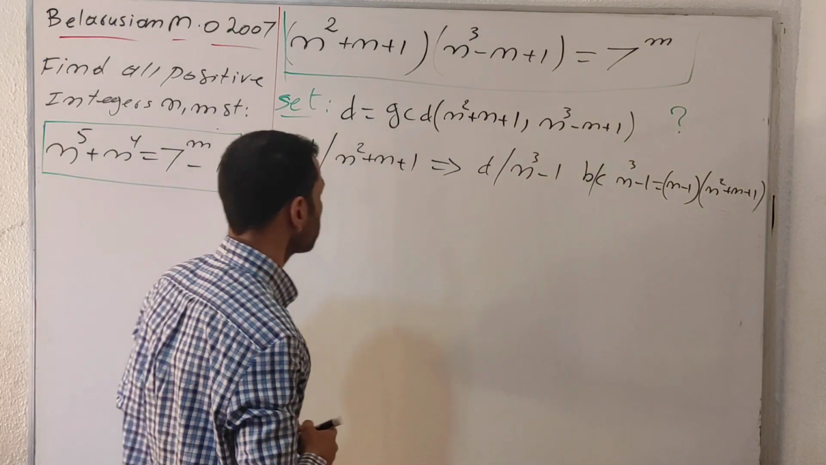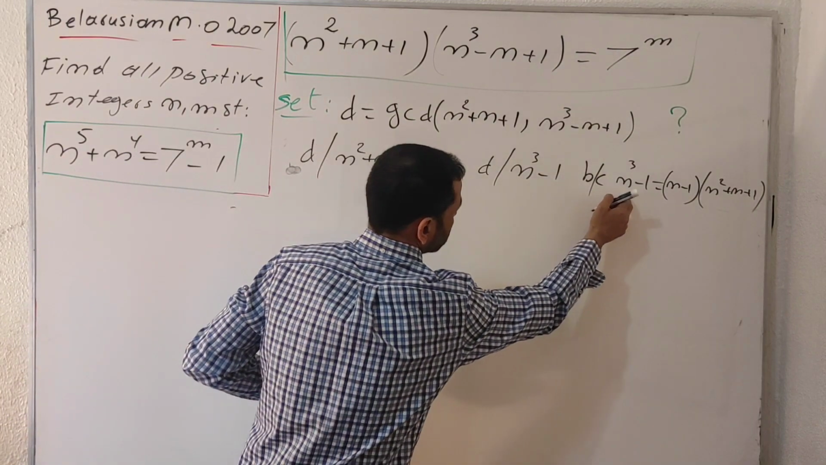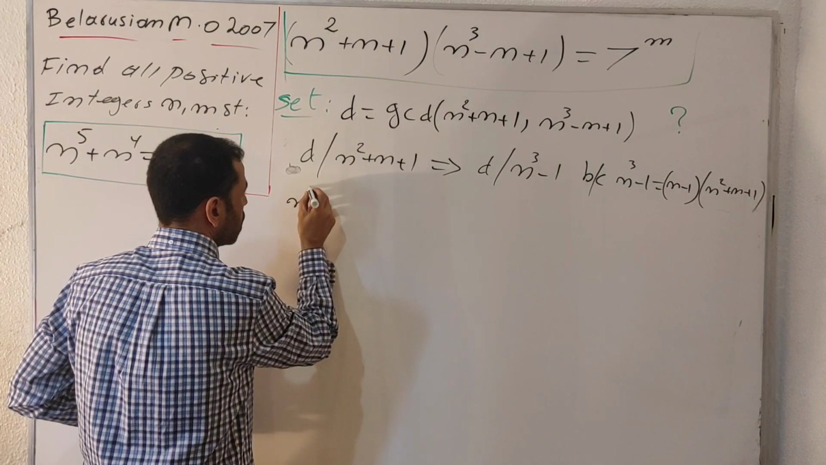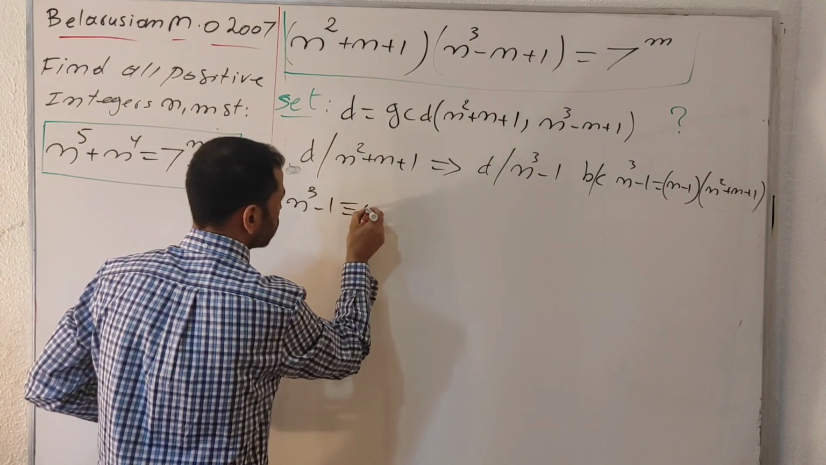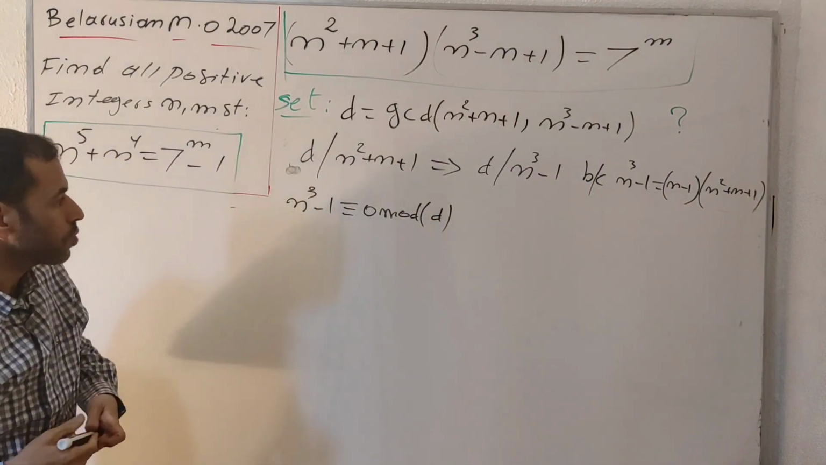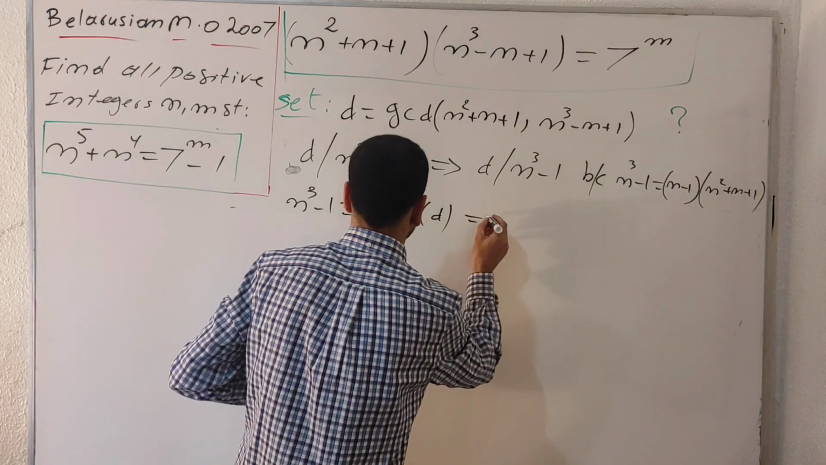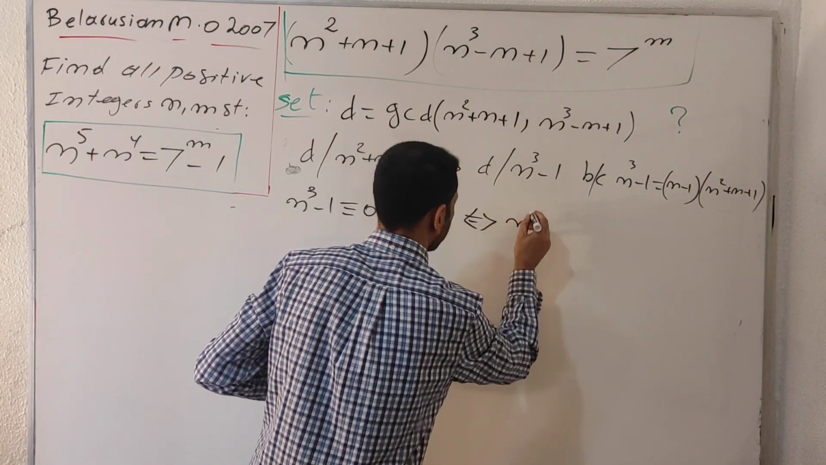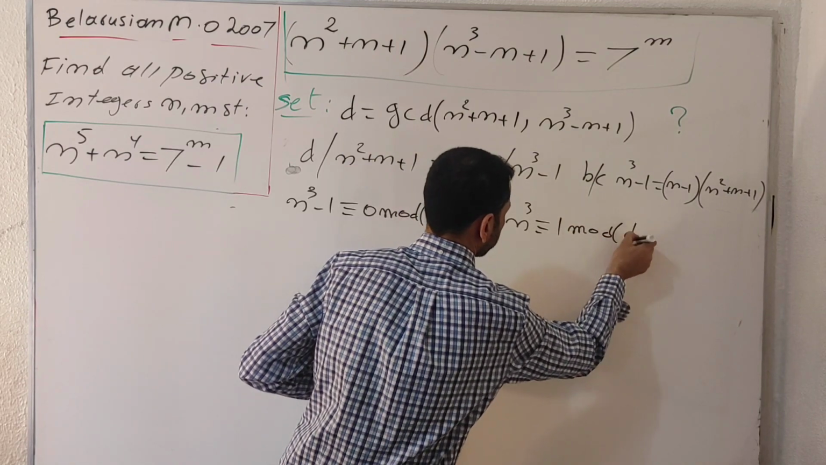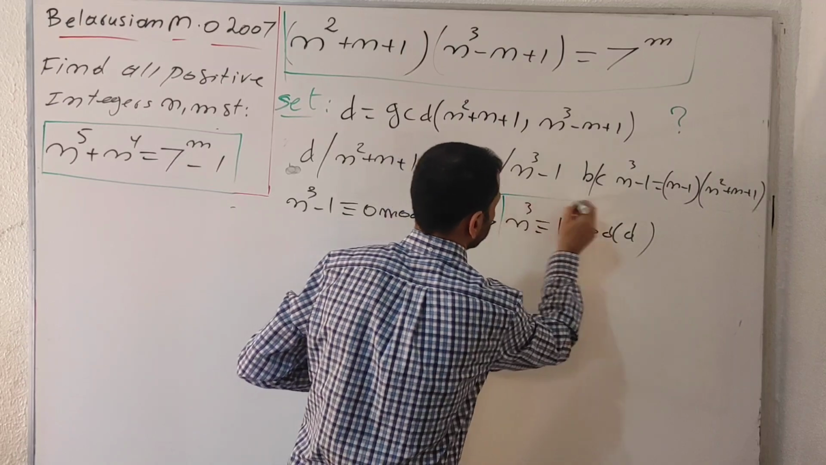So according to the divisibility statement, n cubed minus 1 is congruent to 0 mod D, because D divides this one. In other words, equivalently, n cubed is congruent to 1 mod D. So here is the first statement.